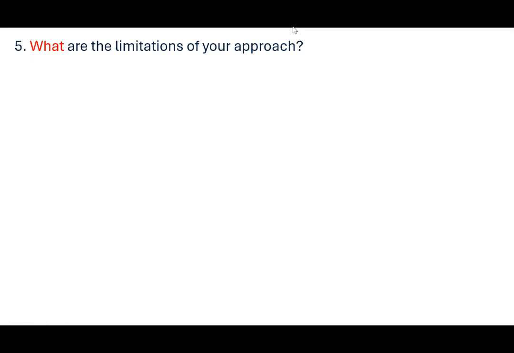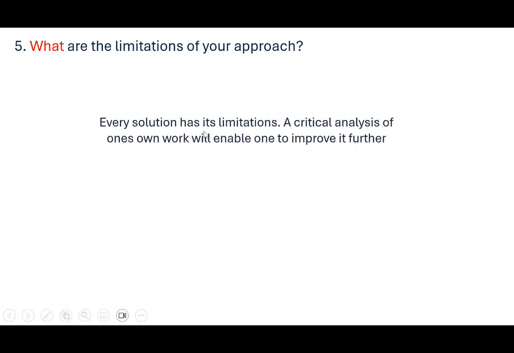Students come to me and say, I don't know what to write for future work. They just write 2-3 things. In fact, note that every solution has its limitations. Yes, you try to solve a problem, right? Your way of doing it is not the end of it. You have not solved the problem forever, right? A critical analysis of your own work will enable one to improve it further, right?